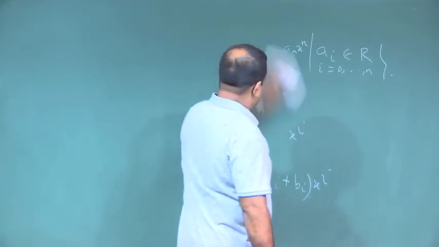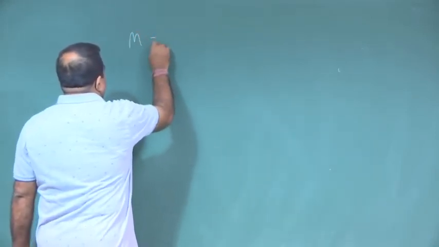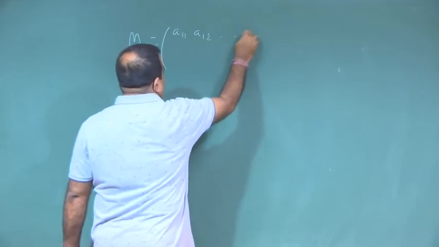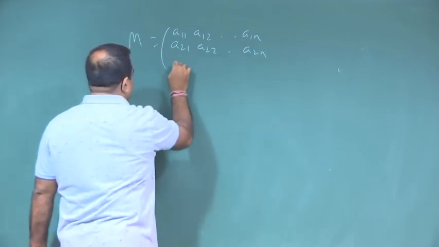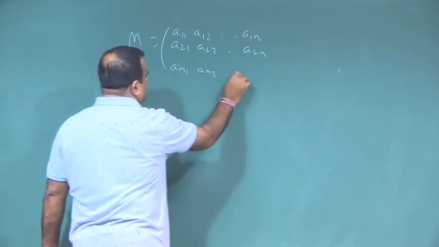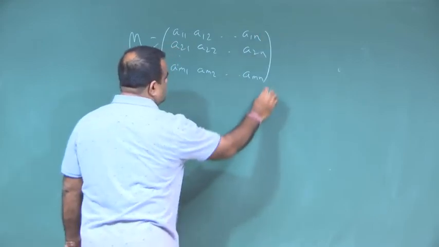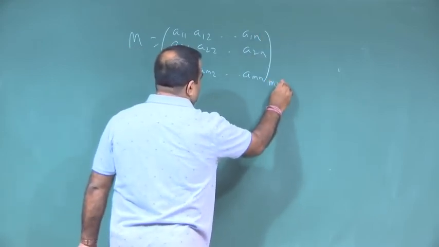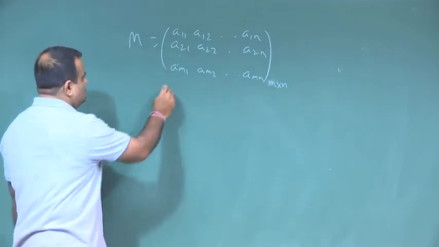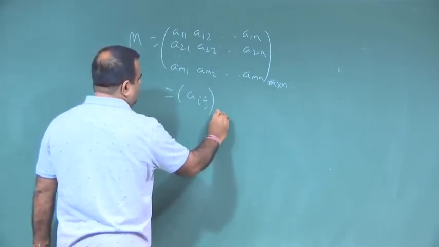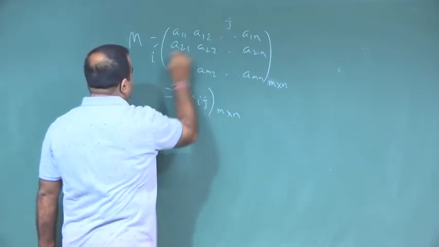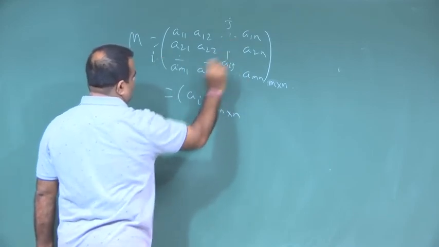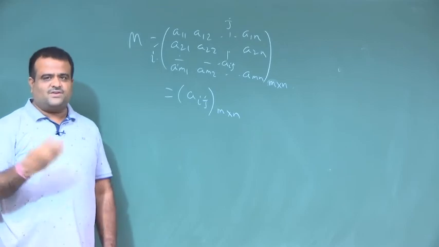We can have the set of matrices of size m cross n. So, we can have a matrix as A11, A12, up to A1n, A21, A22, up to A2n, and so on up to Am1, Am2, up to Amn. We know this is called a matrix of size m cross n. We can denote it by Aij, m cross n. This is the ijth element of the matrix: the ith row, jth column. This is how we define a matrix.